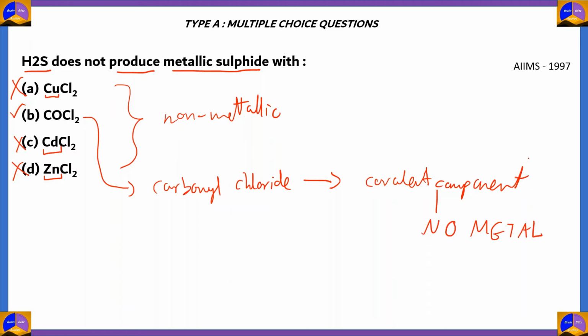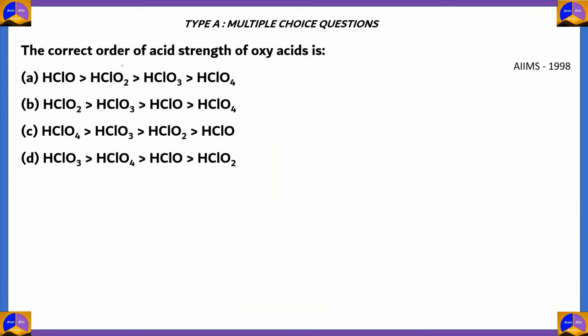So if H2S reacts with COCl2, there is no metal in which H2S can form a metallic sulfide. All it can form are covalent or non-metallic sulfides when it reacts with COCl2. So option B is the right option. H2S does not produce a metallic sulfide with COCl2.